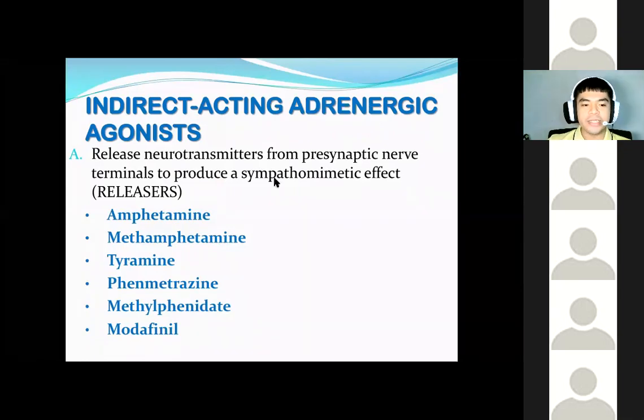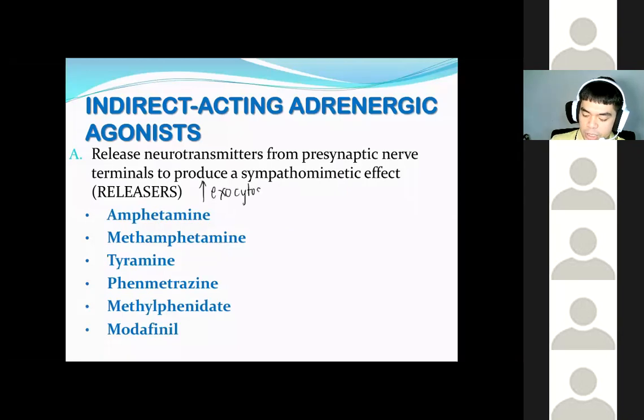Moving forward, the second group of sympathomimetics are indirect-acting agents. What did we say for indirect acting? What binds to the receptors? The drugs or natural norepinephrine? Natural. Yes, very good. What are the two means to achieve that? Number one, increase exocytosis or release. Number two, block the reuptake process. The ones that enhance exocytosis are called the releasers.